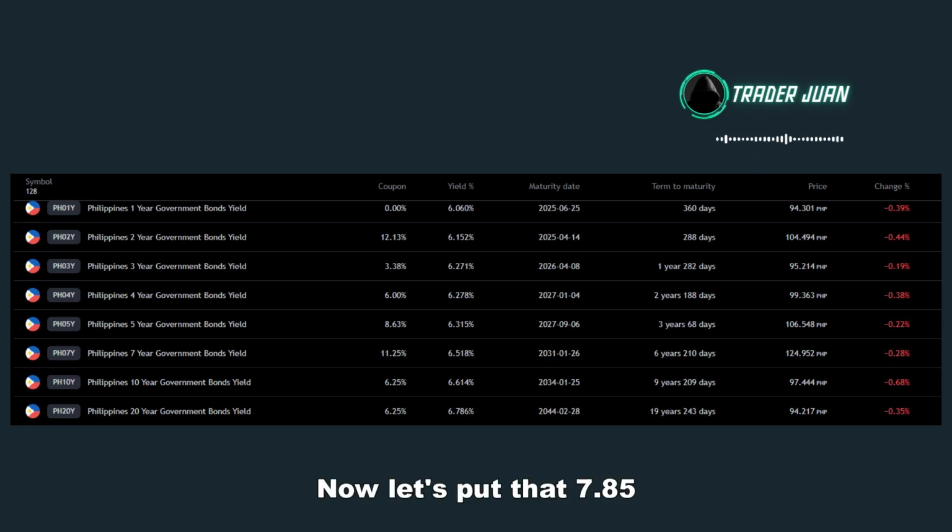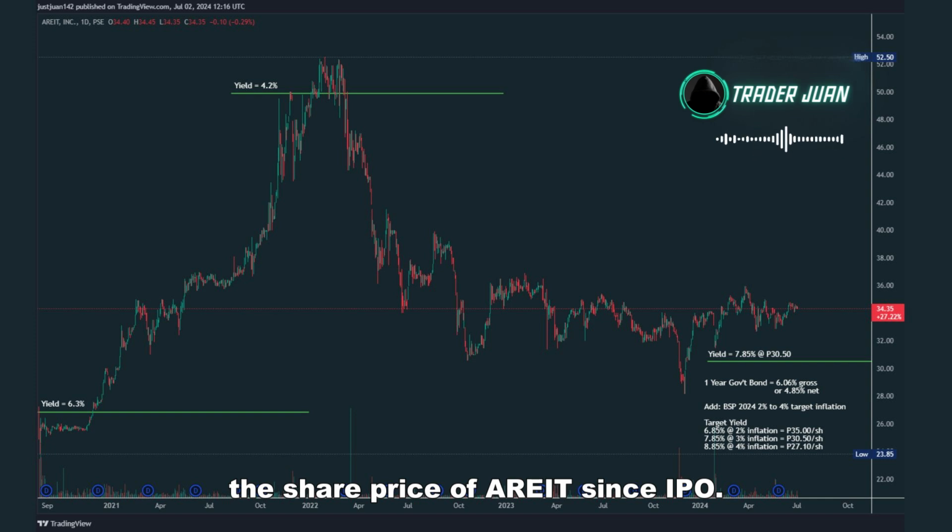Now, let's put that 7.85% yield into action. I will show you here the share price of a REIT since its IPO. Well, if you can look at the rightmost portion, that's where your 7.85% yield is at. Well, that would be a share price of 30.50. And as of end June 2024, the share price is 34.55. No? So that means that probably you can buy now if you want a good price or a good yield of 7.85. I also tabulated there the other yields though at 2% and at 4%.